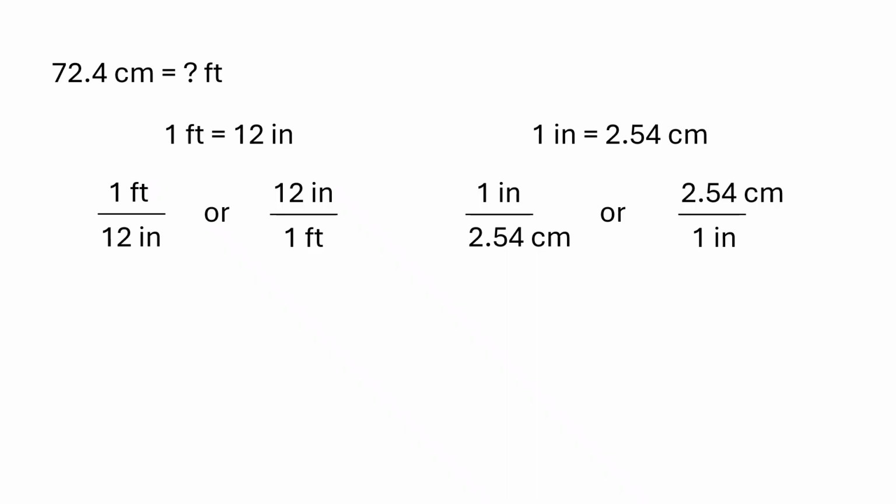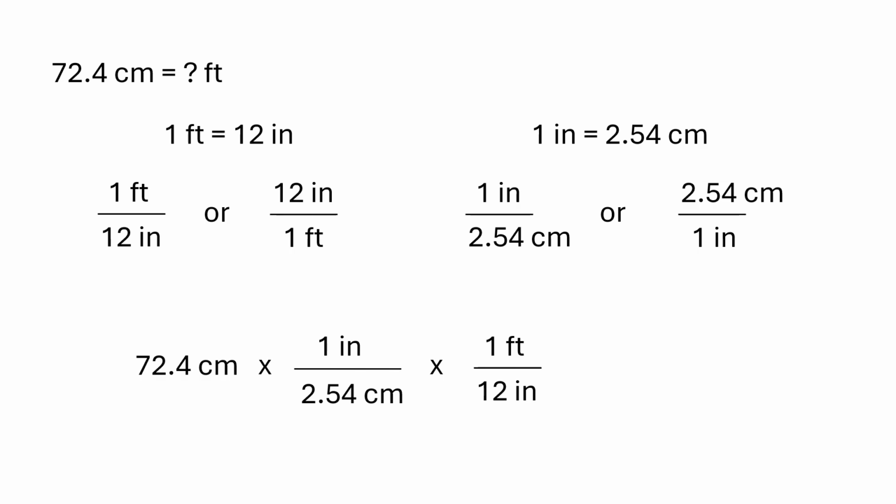So, when you do the unit conversion, write the given number, which is 72.4 centimeters, and multiply it with the conversion factor with the unit at the denominator side matching the given unit. So 2.54 centimeters at the bottom and 1 inch at the top. Then multiply the next conversion factor, again with inches at the bottom. So 12 inches at the bottom and 1 foot at the top.